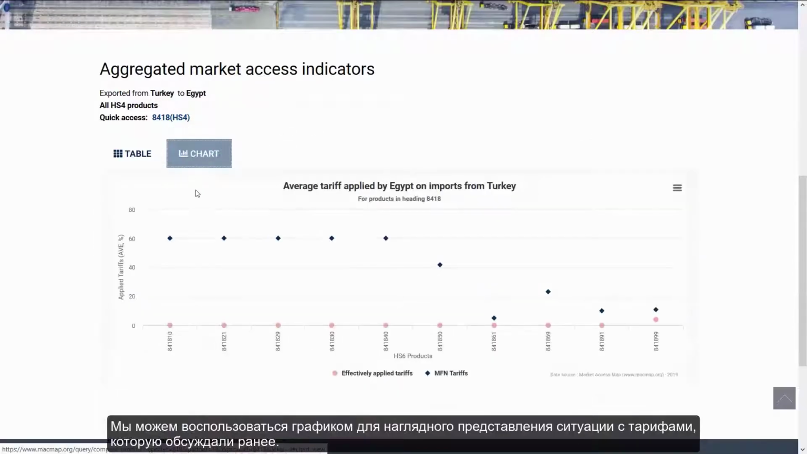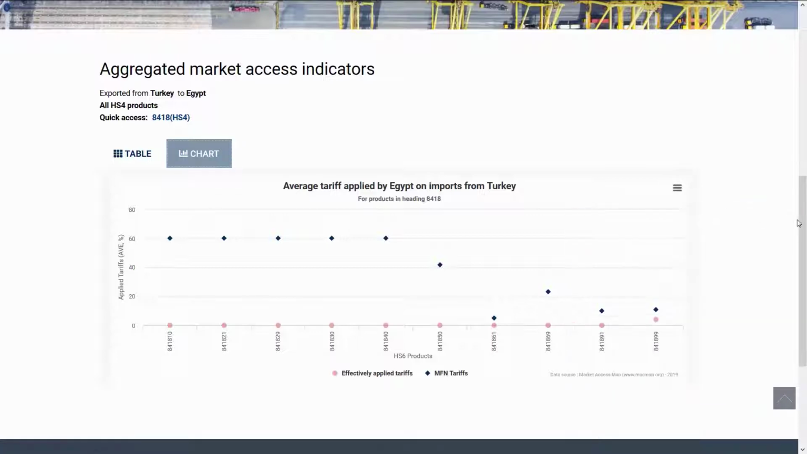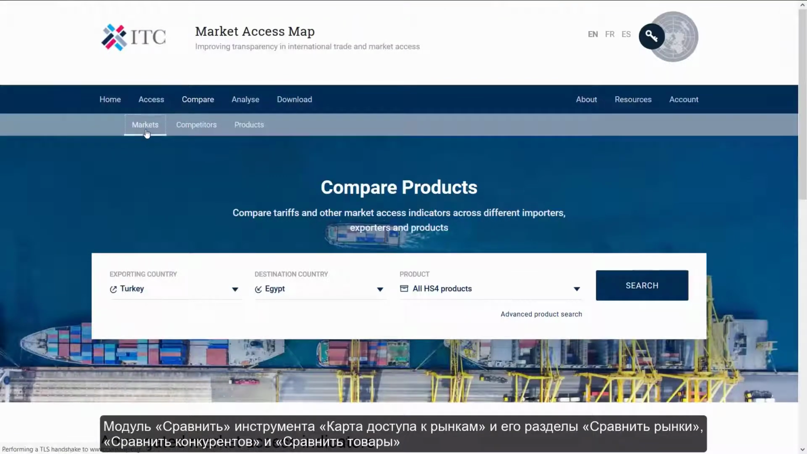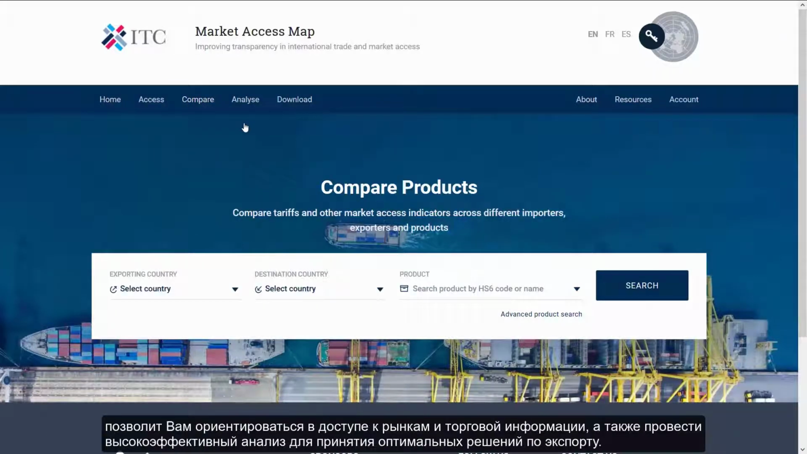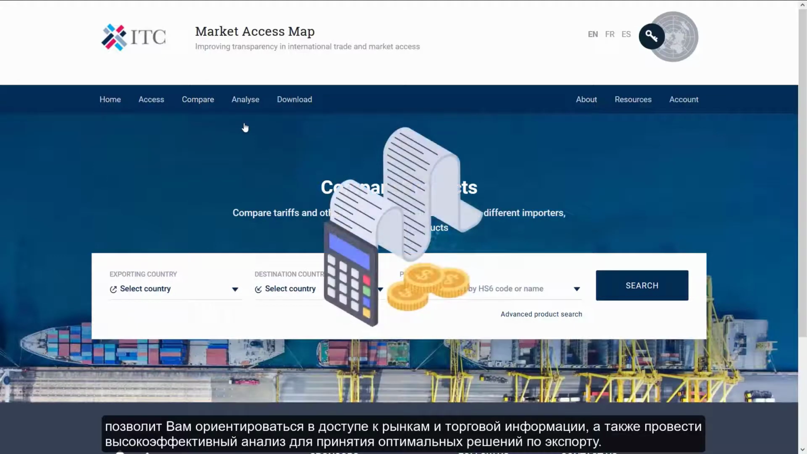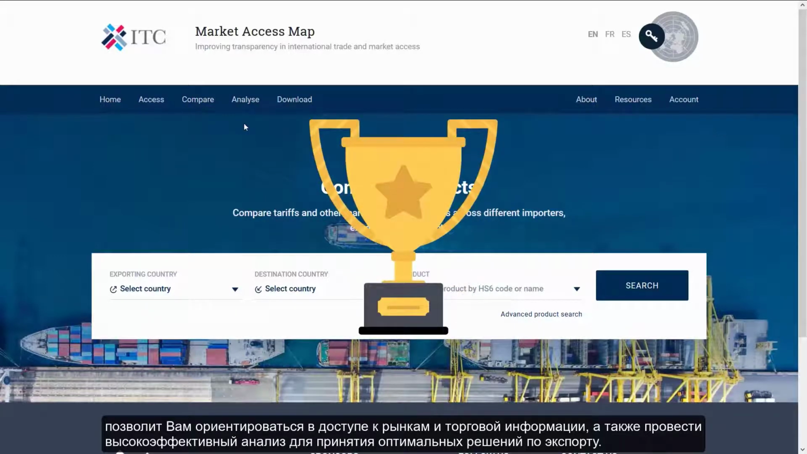We can make use of a chart to visualize the tariff situation we have discussed above. The chart can be exported into different formats and can be included, for example, into a report or slides. The Compare module of Market Access Map, compare markets, compare competitors, and compare products empowers you to make sense of market access and trade-related information and conduct powerful assessments for the optimal exporting decisions.